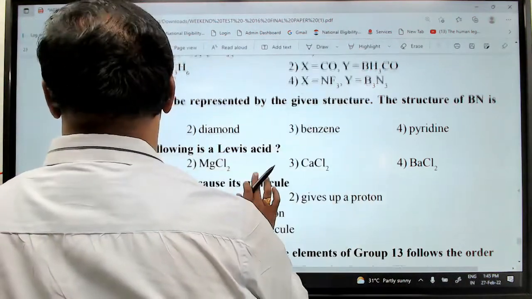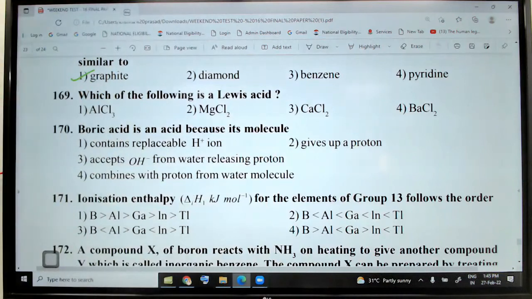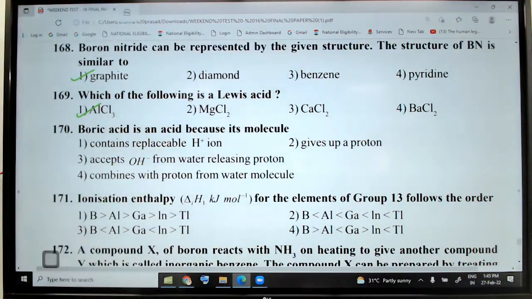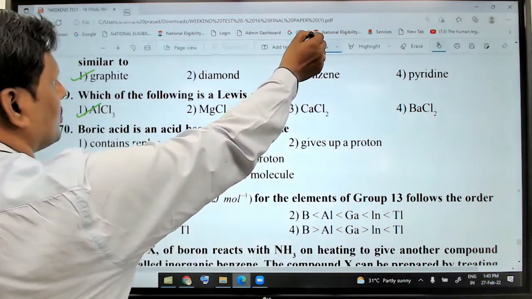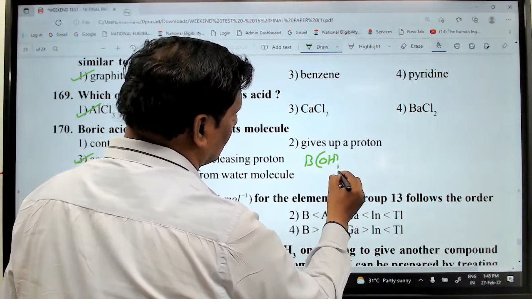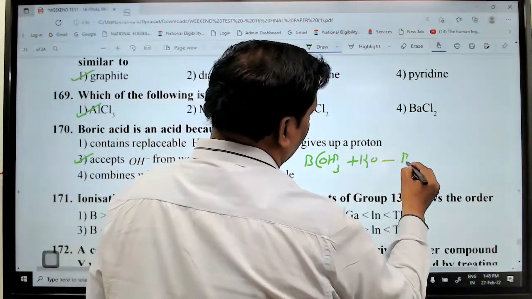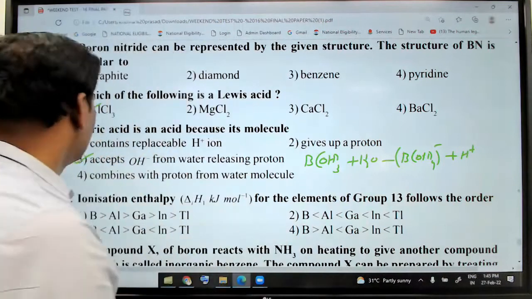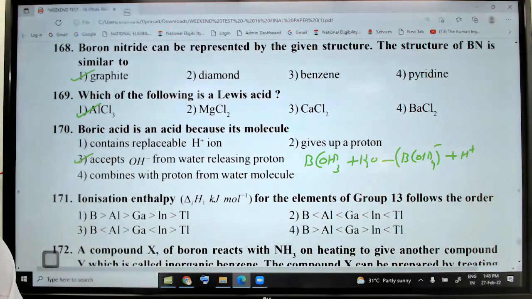Next, 169. Which of the following is a Lewis acid? An electron deficient compound is a Lewis acid. Only the electron deficient compound is, and the remaining are not electron deficient compounds. Boric acid is an acid because its molecule accepts OH minus from water and releases a proton. This question has been asked so many times: B(OH)3 plus H2O gives B(OH)4 minus plus H plus, meaning it accepts OH minus ion from water and releases a proton.